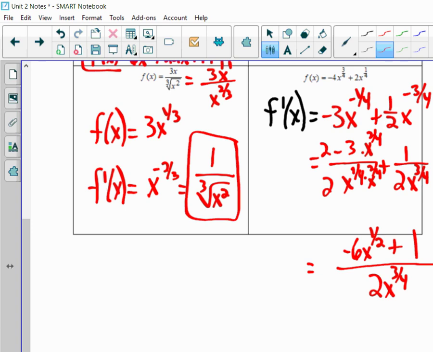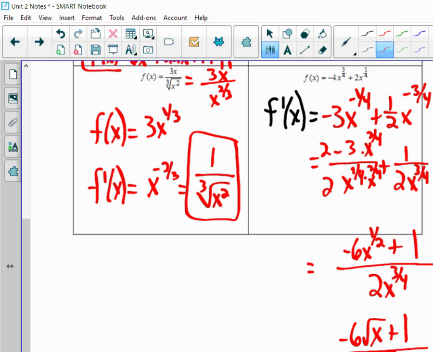And the directions also said not to leave rational exponents, so I'm going to change these back to radicals. So that would look like this, and that would be 2 times the 4th root of x to the 3rd. Again, just kind of to review some algebra, not that you're always going to have to do that. Okay? So we're going to practice some more.